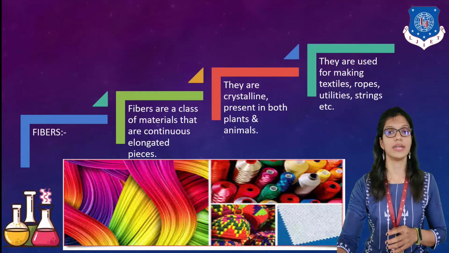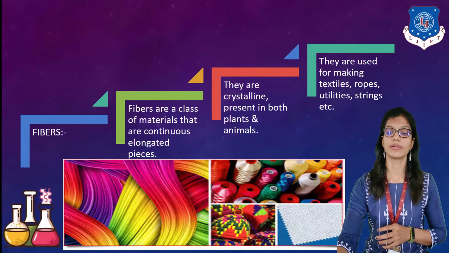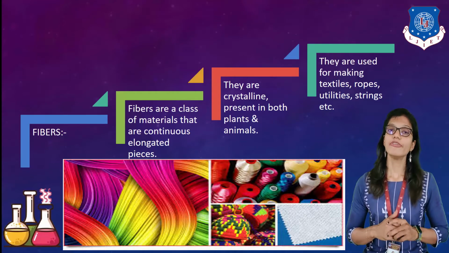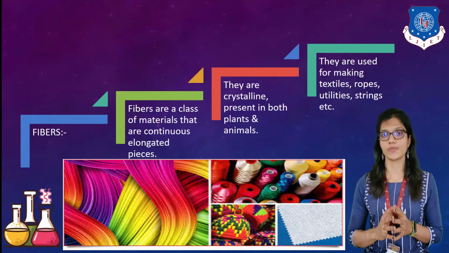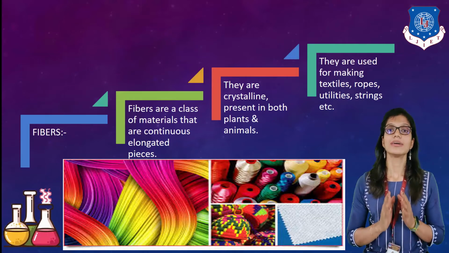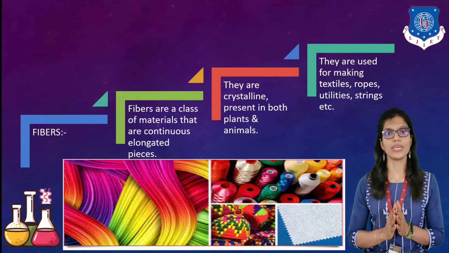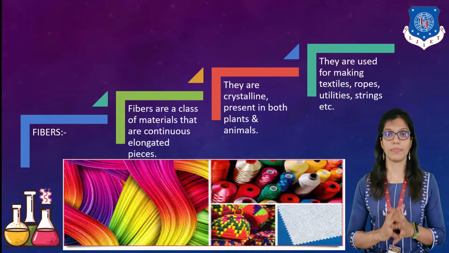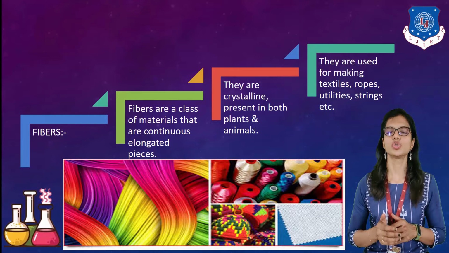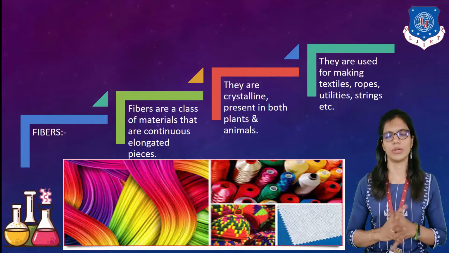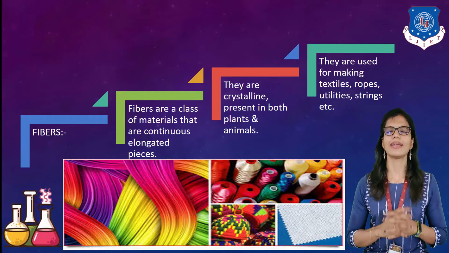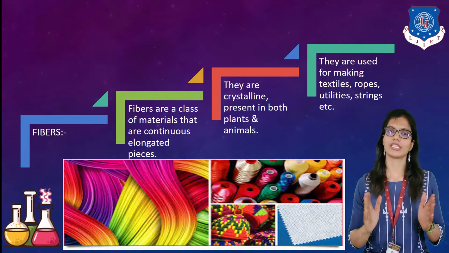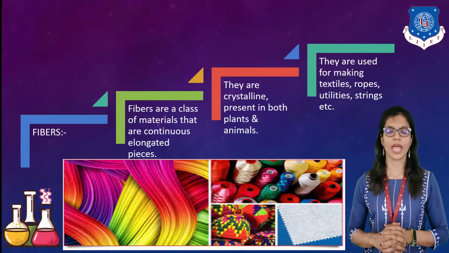Afterwards, we have studied about rubber and different types of rubbers. Along with it, we have observed that rubber can be divided into two main parts: number 1 is natural rubber and number 2 is synthetic rubber. So we came across these different aspects of polymers.